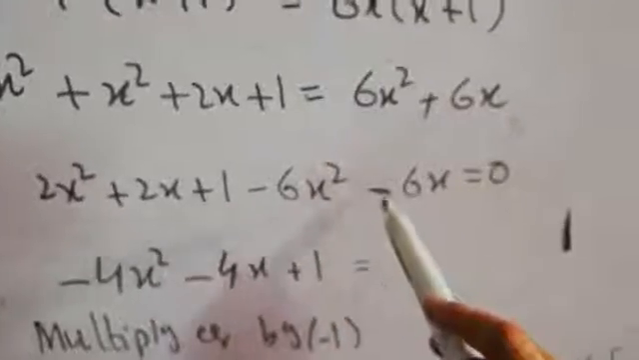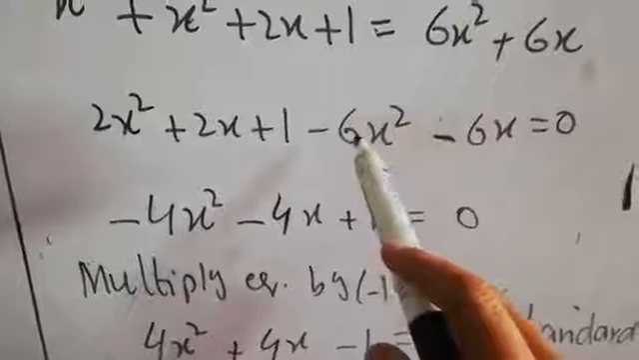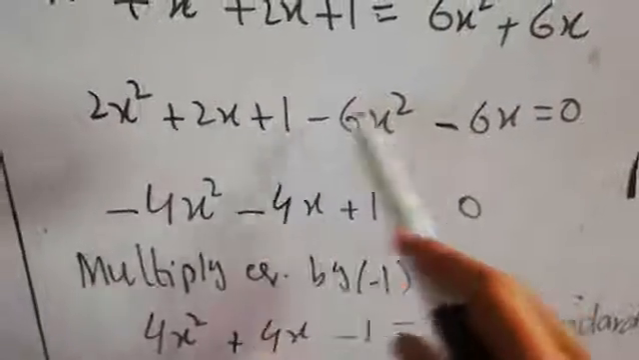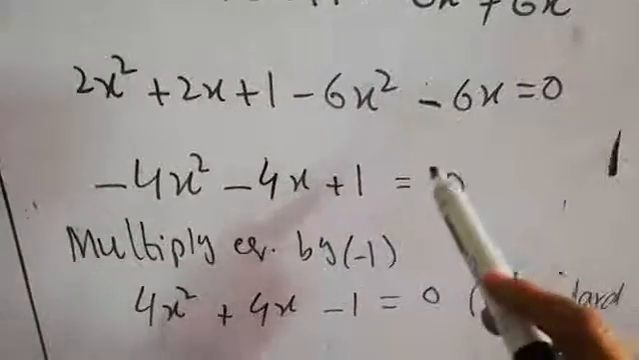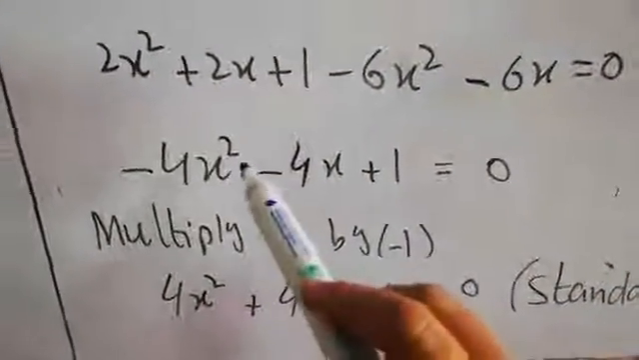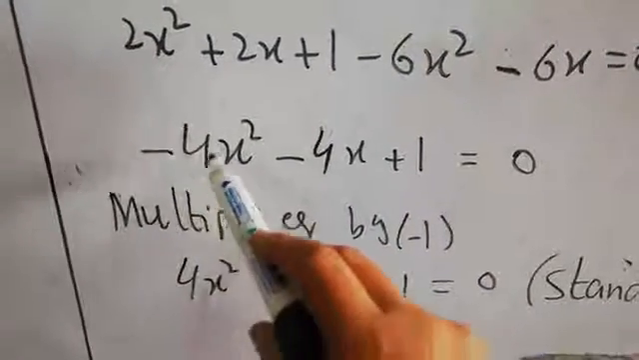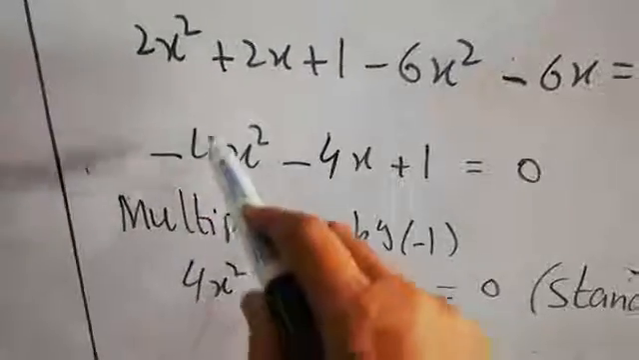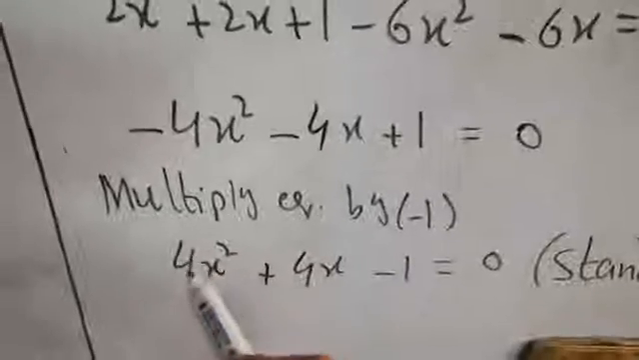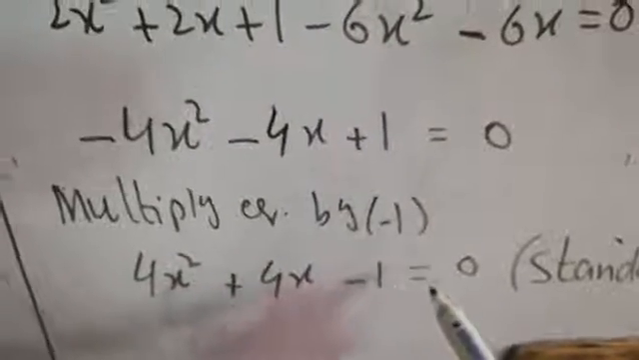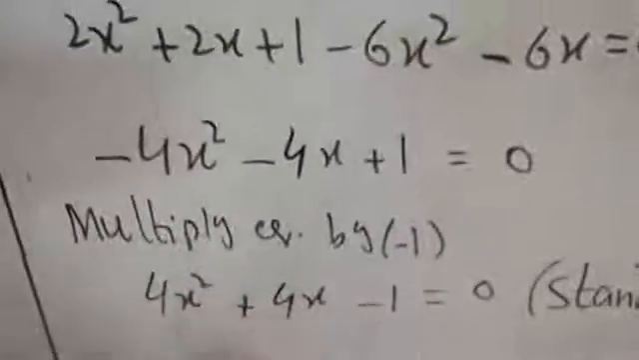Minus 6x square minus 6x. So we will combine 2x minus 6x equals minus 4x, and 2x square minus 6x square equals minus 4x square, plus 1 equals 0. To make it the standard form, we will multiply the equation by minus 1, because in standard form there is no negative leading value. So we will multiply this equation by minus 1 and we will get 4x square plus 4x minus 1 equals 0. This is also the standard form because all three values are present.